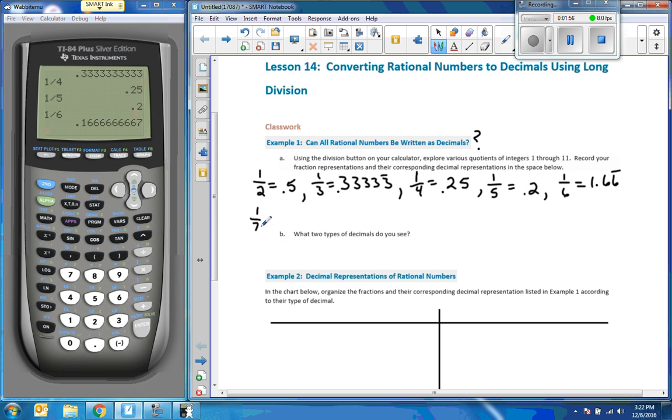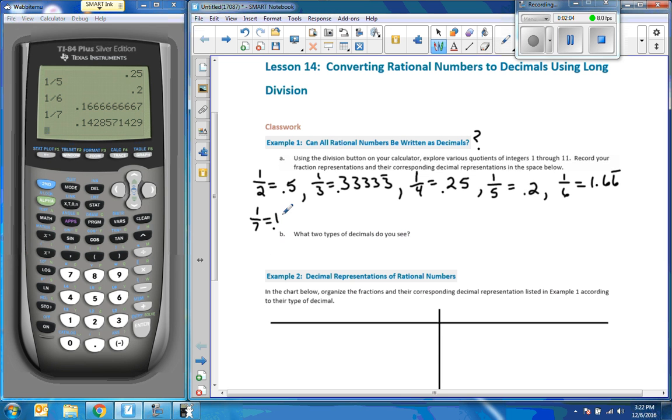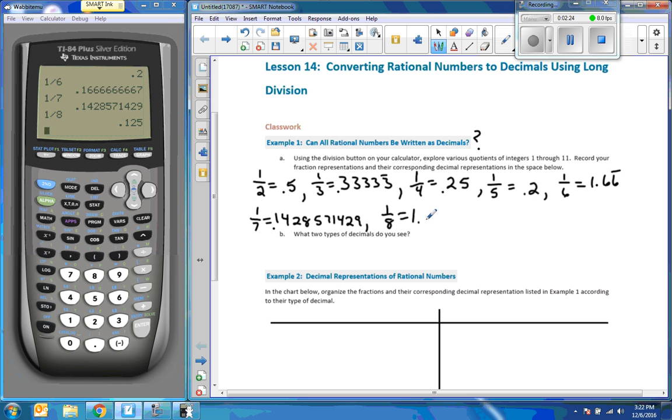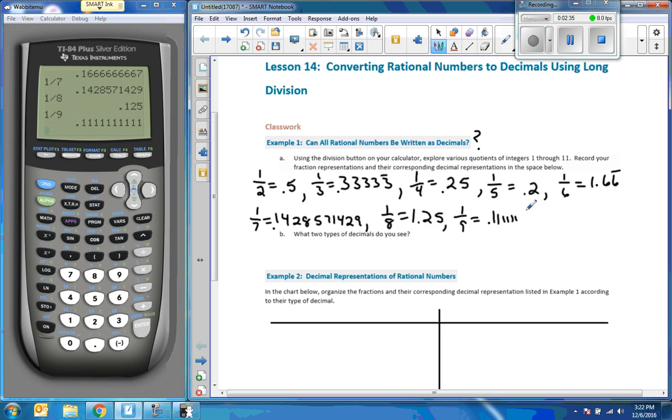And then we have 1 divided by 7. Divided by 7 equals 0.142857142918. 1 divided by 8 is 0.125. Divided by 9 is 0.11111, and it keeps going.